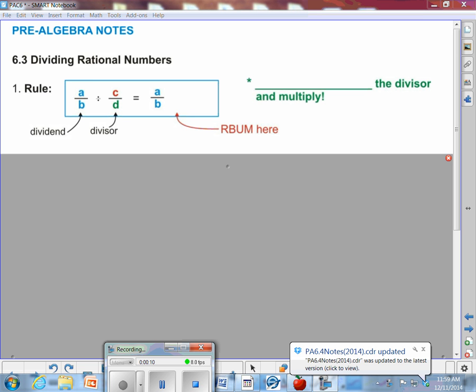All right, so we've added fractions, right? Get a common denominator, add the numerators, and put them over the common denominator. We multiplied fractions, top times top, bottom times bottom, RBM, reduce before you multiply.